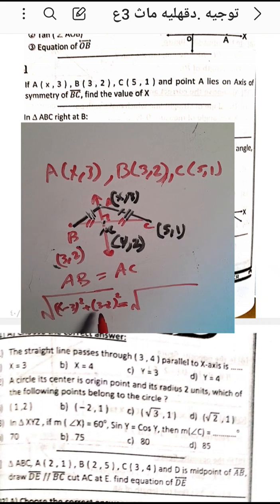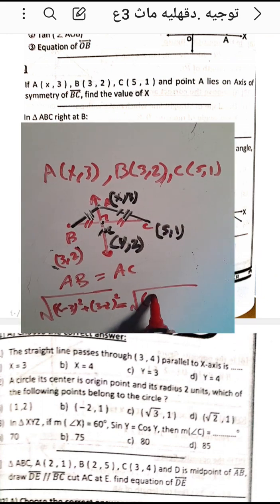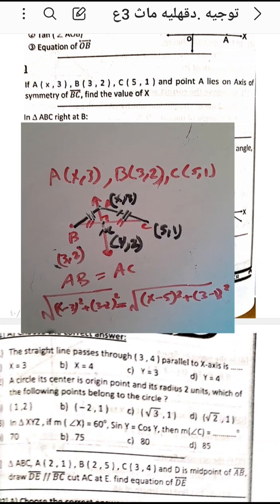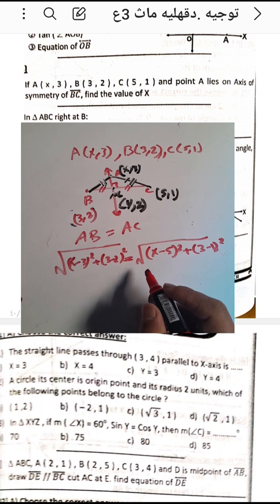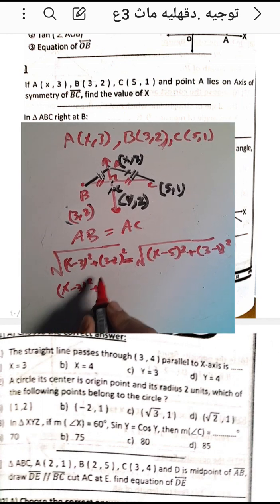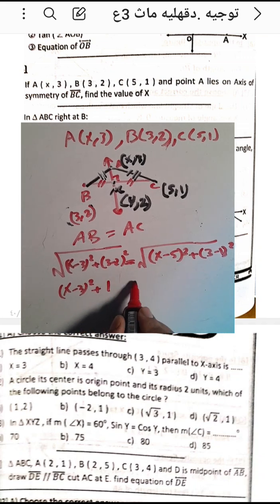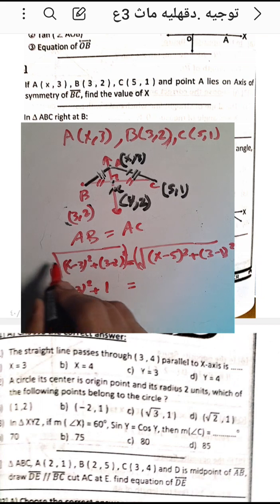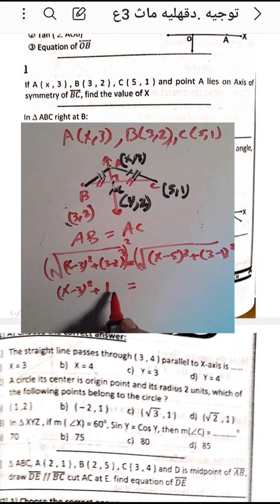Okay, and here 5 minus x, minus 5 power 2, and 3 minus 1, power 2. And then we can cancel the square root from left hand side to right hand side. Then x minus 3 power 2 plus 3 minus 2 equals 1, 1 power 2, 1. Cancel by using power 2 here and power 2 here, left hand side and right hand side. 3 minus 2 is 1, 1 power 2 is 1.